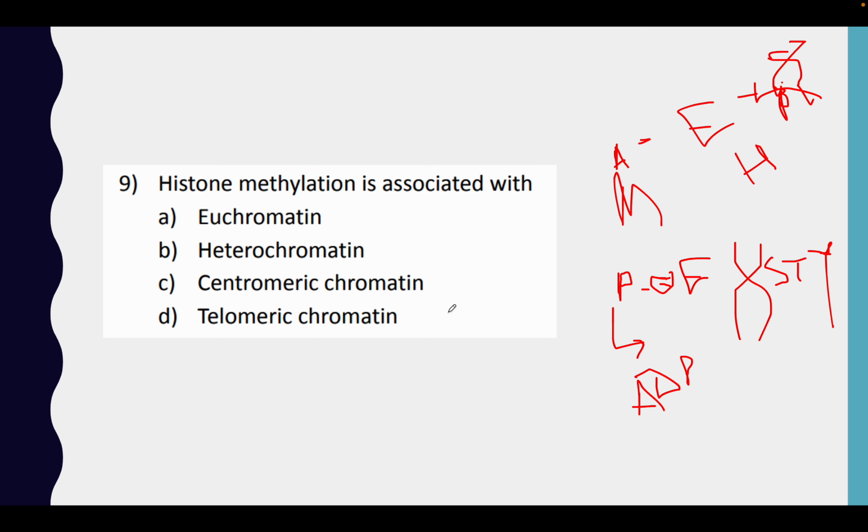Okay, so here, histone methylation, it is showing incorrect, it is B. Histone methylation is associated with heterochromatin. Acetylation is associated with euchromatin, phosphorylation is associated with euchromatin, but methylation is associated with heterochromatin.